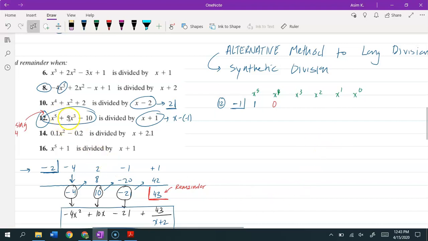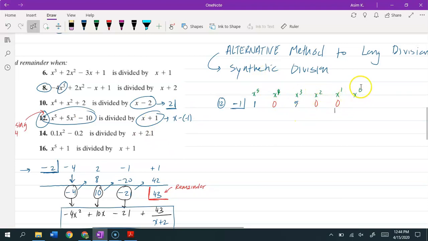Now, the next coefficient is 5x cubed, so take out the coefficient from that, so you have a positive 5. And then notice that it's missing an x squared term and it's missing an x term. So what do I do? I go to x squared and put a placeholder there and I put a placeholder for x to the power of 1. In other words, 0 times x to the power 2 is still going to give you 0, right?